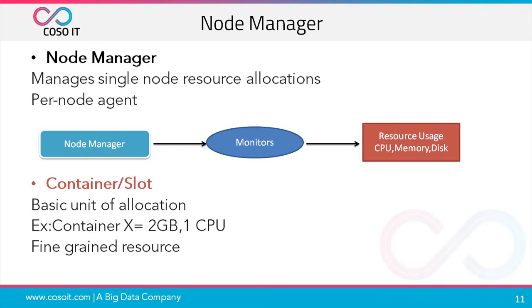Container or slot. Containers are an important Yarn concept because a container is a request to hold resources on the Yarn cluster. So it is a basic unit of allocation. For example, a container can be said to have 2 GB and 1 CPU.